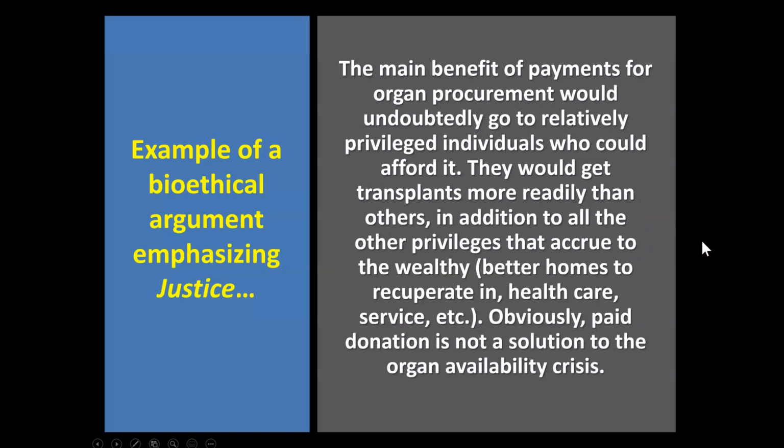And then here's an example of a bioethical argument emphasizing justice. The main benefit of payments for organ procurement would undoubtedly go to relatively privileged individuals who could afford it. They would get transplants more readily than others, in addition to all the other privileges that accrue to the wealthy, like better homes to recuperate in, healthcare service, etc. Obviously, paid donation is not a solution to the organ availability crisis. So down here is the conclusion, and you can see that all the premises are concerned with justice, right? That one group, namely the wealthy, would benefit at the expense of the non-wealthy. That is a bioethical argument where justice is the principle that is emphasized almost primarily.